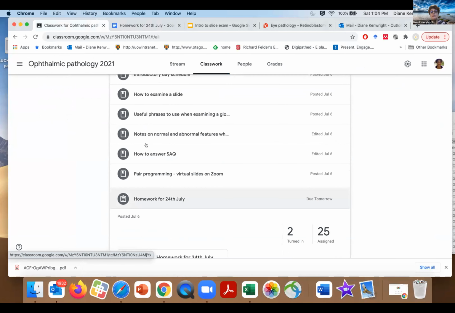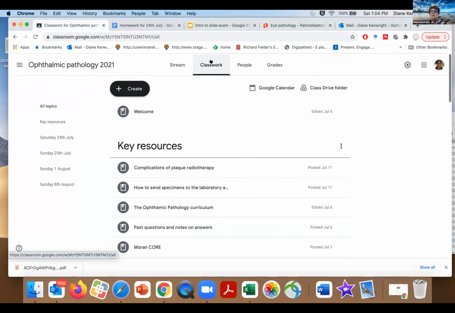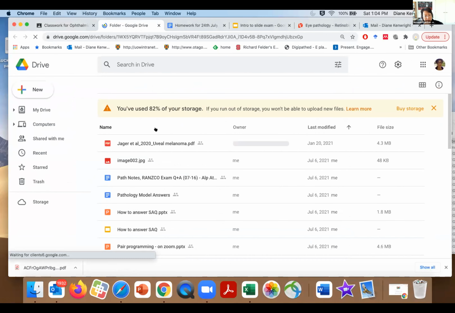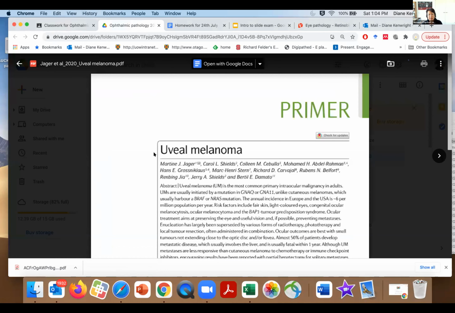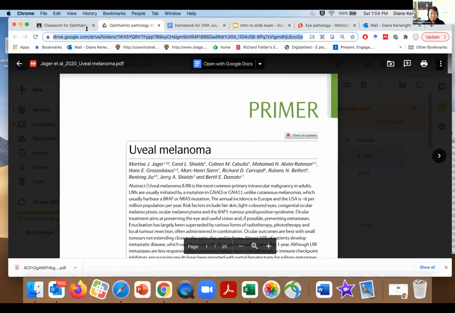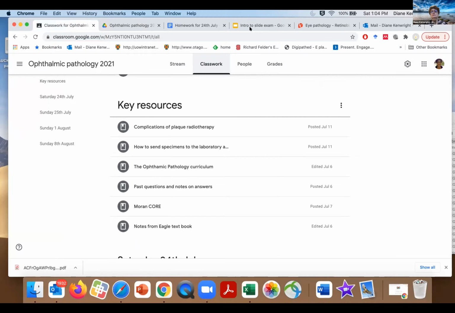I'll put the actual thing up. Hopefully you'll be able to see the Google Drive. Or go to the classwork, class drive folder. Here we are, and here it is. Oh, the Jaeger one. It's got a nice diagram. Yeah, uveal melanoma primer. That's the one. I'll stop sharing, but I'll correct it just now.